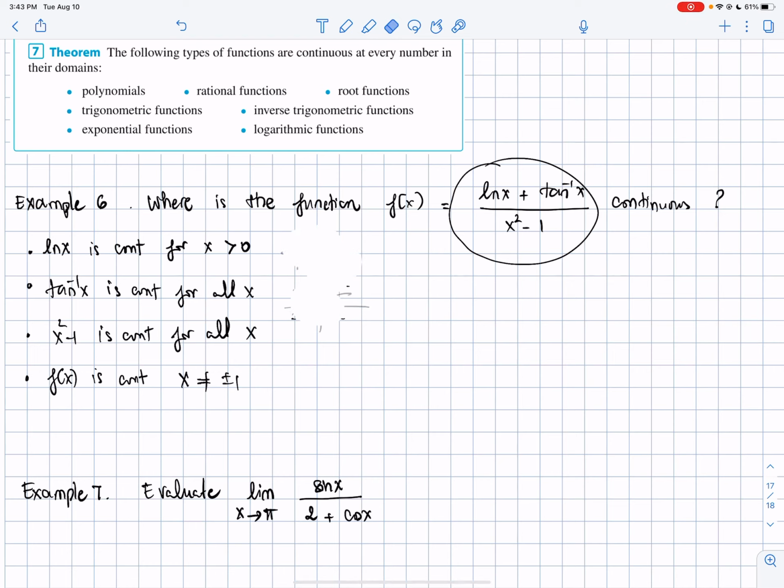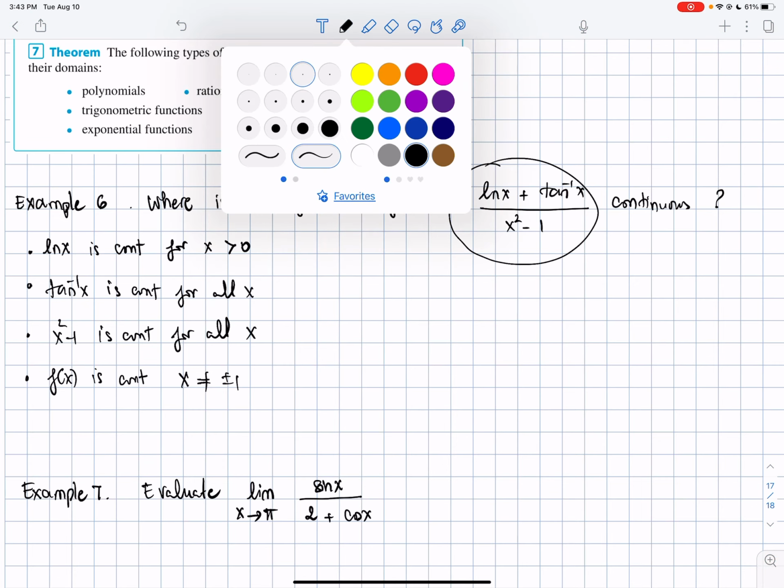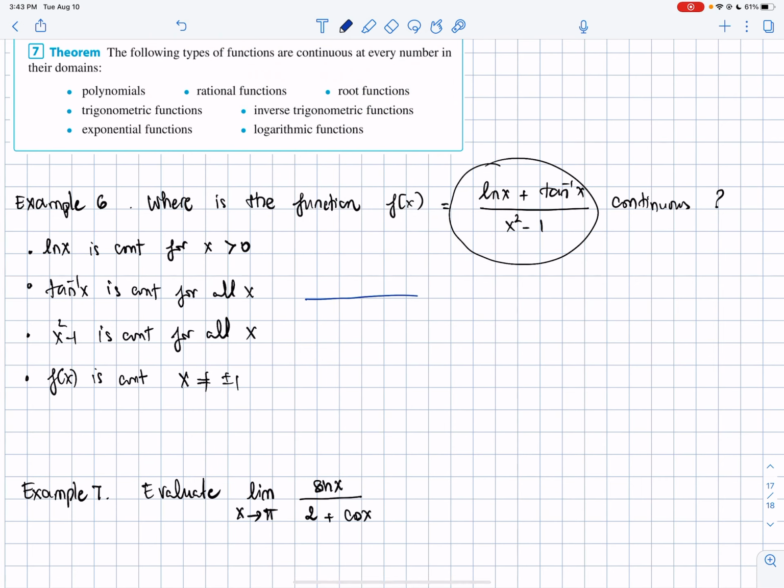So combine all of these domains. The tangent inverse and the x squared minus 1 are continuous everywhere, but the ln only takes x greater than 0. And the function f of x cannot take x equal to 1 and negative 1. So it means that the function f of x is continuous from 0 to 1, union 1 to infinity.